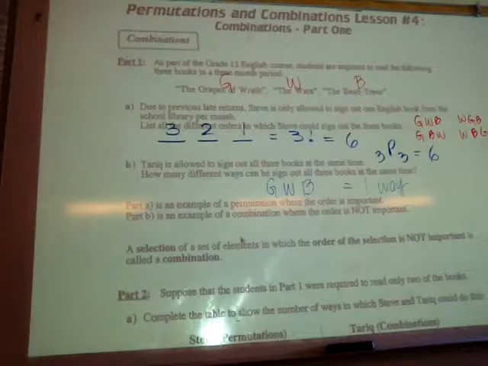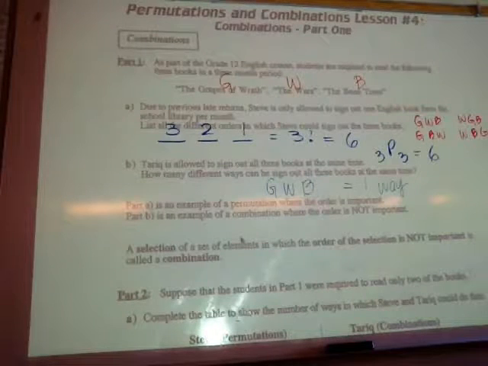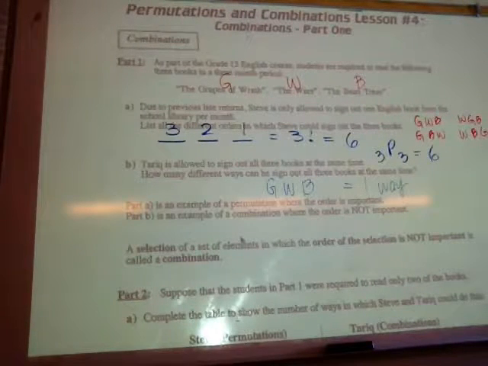So, I'm just going to ask you guys a question. In part A, did order matter or did it not matter? It did. It did matter. Because he's only allowed to take 1 book out at a time. So he's going to either read The Grapes of Wrath first, The Wars first, or The Bean Trees first. Whereas Tariq, does order matter? No, because he can take all 3 and then just do what he likes. He can read them as he wants.